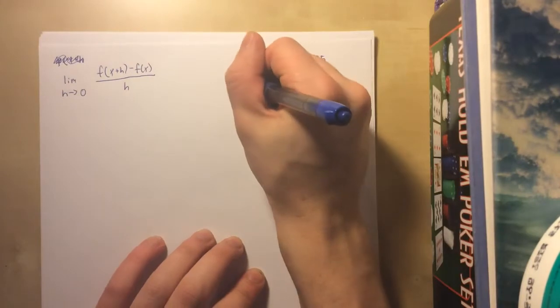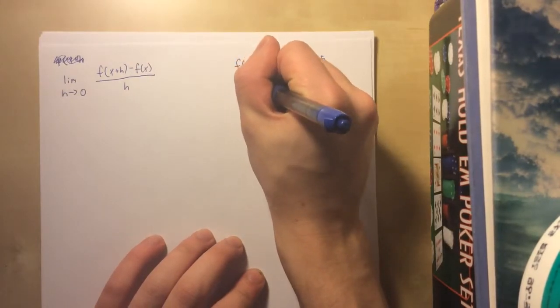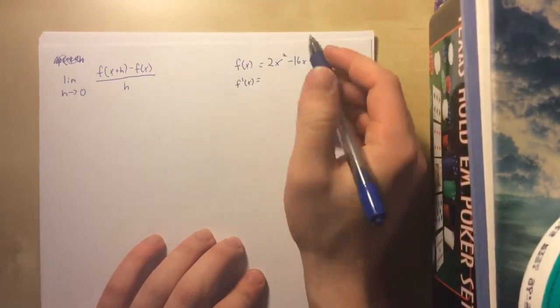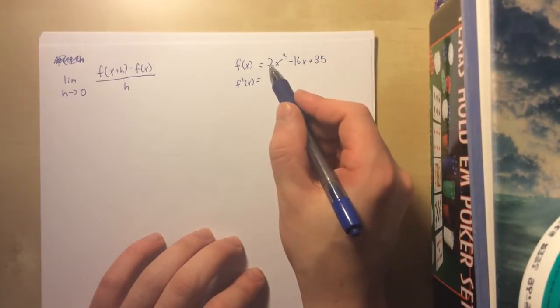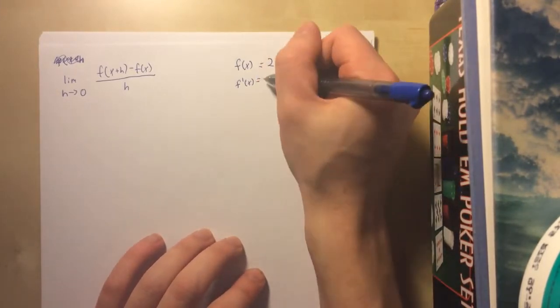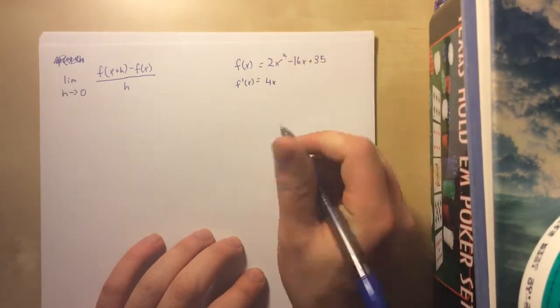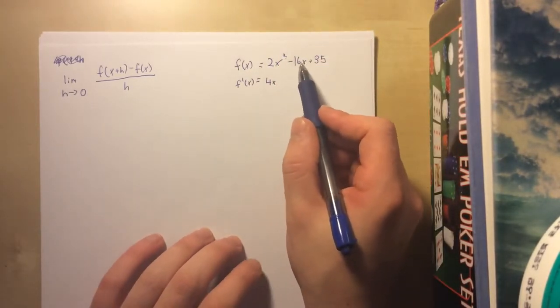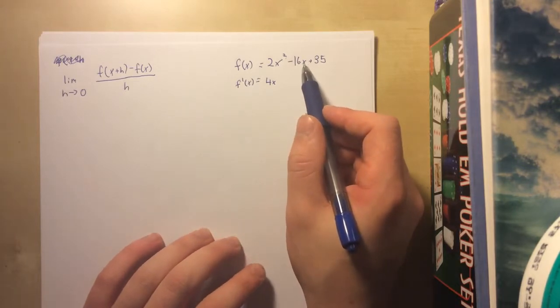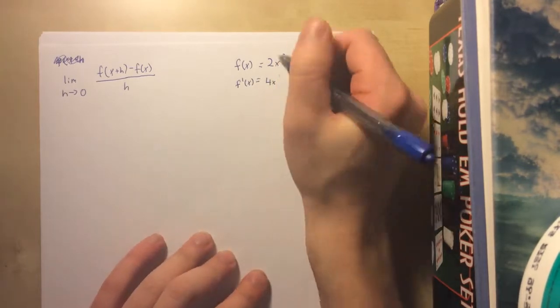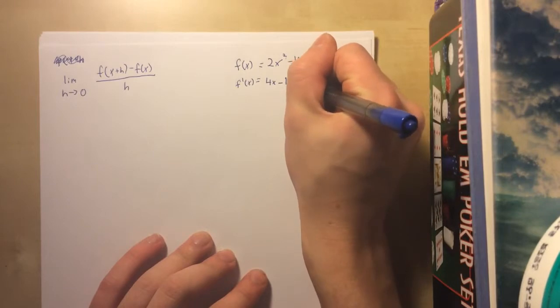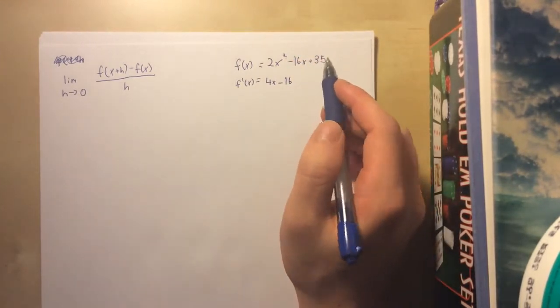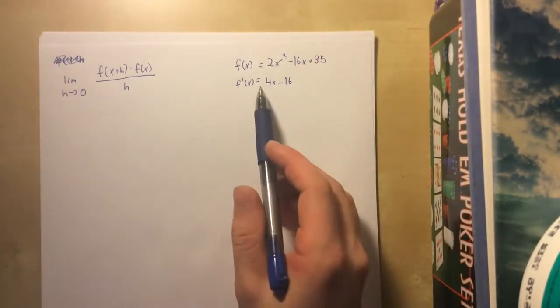So let's go ahead and first take this derivative using the power rule. The power rule says that we multiply this 2 down and decrease the power by 1. So that term goes to 4x. We have x to the first, so we're going to multiply this negative 16 by 1, and this x to the first goes to x to the 0, which is 1. So 4x minus 16, and the derivative of this constant is 0. So this is the derivative.